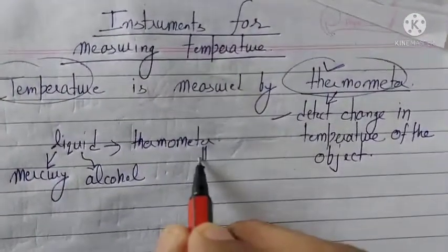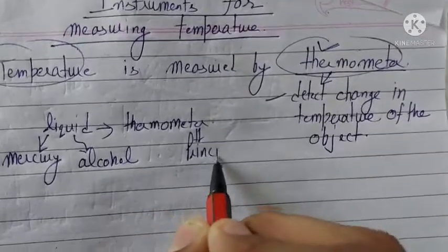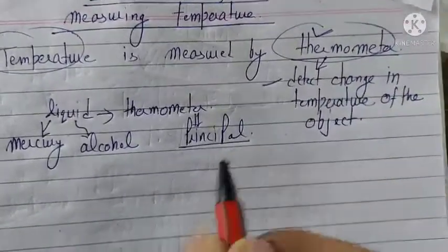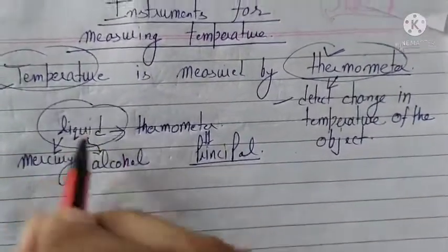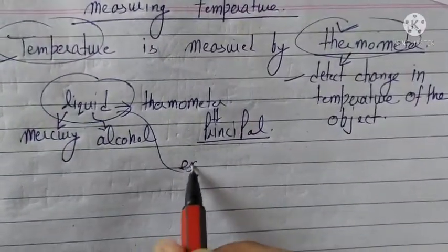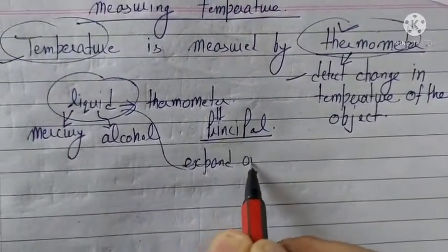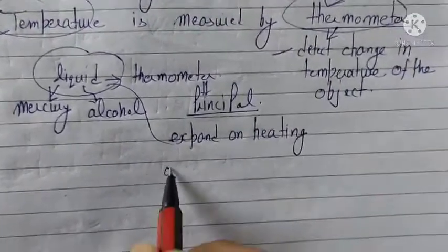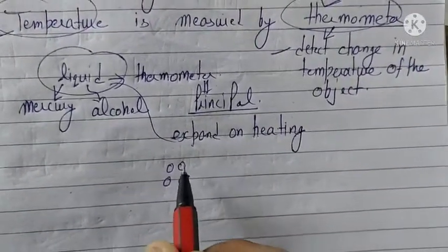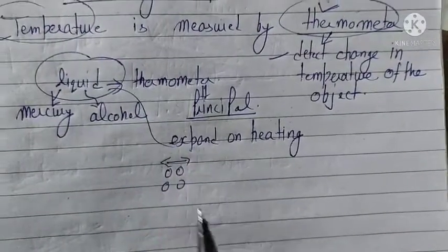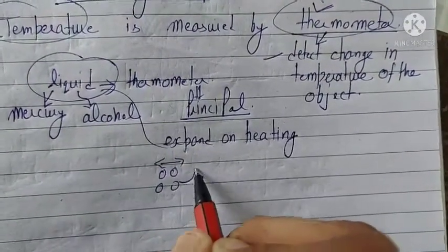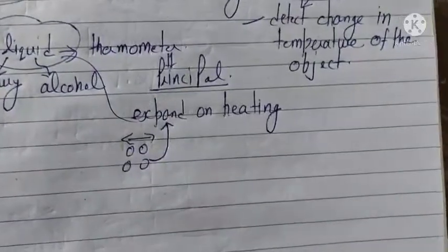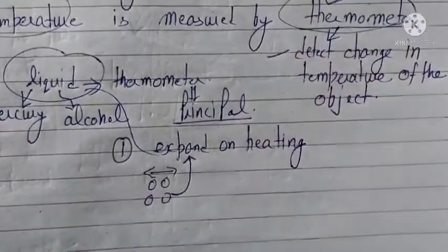So the main principle of this thermometer is that these liquids expand on heating. When you heat the liquid, its particles will start moving faster. They will separate from each other, and the overall result is that it is going to expand. So this is the first point.